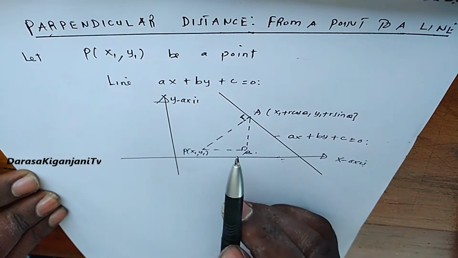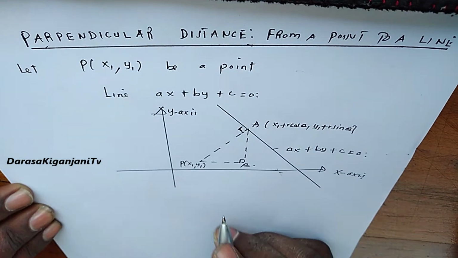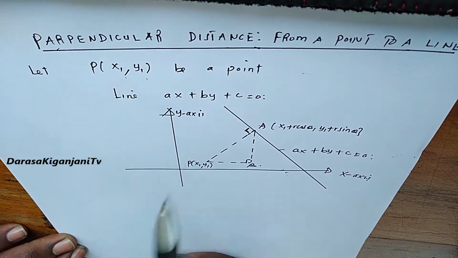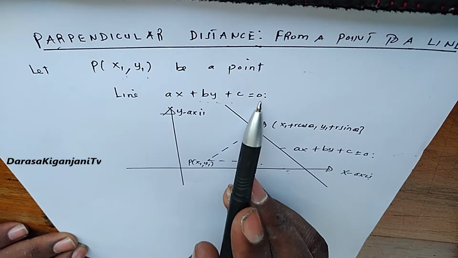We want to learn about perpendicular distance from a point to a line. Perpendicular distance from a point to a line. Let's call our point P(x1, y1), and our line ax + by + c = 0.